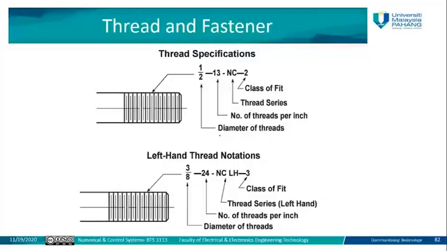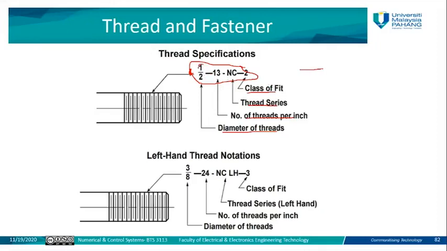And the second, when they use the schematic representation, it shows the thread as a line, as a number here. They need to define the same parameters: the class of fit, the thread series, the number of threads per inch, the diameter of the thread, and so on. This is only the value that will be fed to the machines. For example, there is some code here like G something. This G code or N code will include such parameters, and the machine will understand there is some specific standard to define these dimensions.